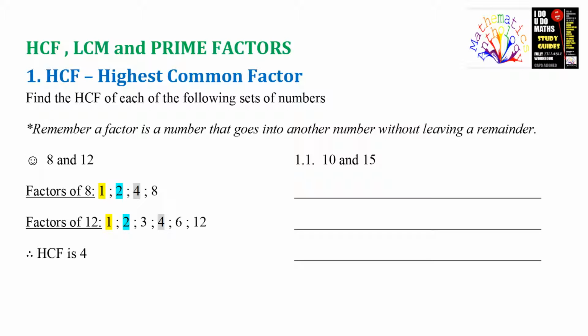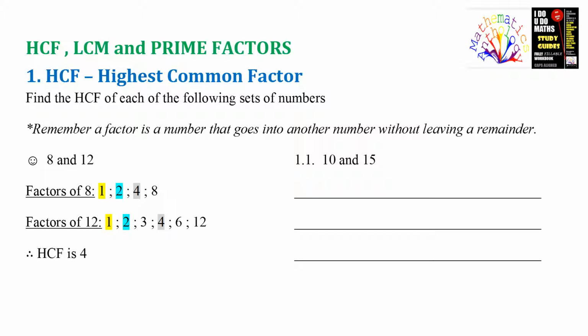If we find all the factors of 8, remember these are numbers that can go into 8 without leaving a remainder. So factors of 8 will be 1, 2, 4, and 8. Factors of 12 will be 1, 2, 3, 4, 6, and 12. Now that we have the factors of both our values given, we need to look for the common factors to both of them. So 1 is common to both 8 and 12, 2 is common to both 8 and 12, and 4 is also common to both 8 and 12.